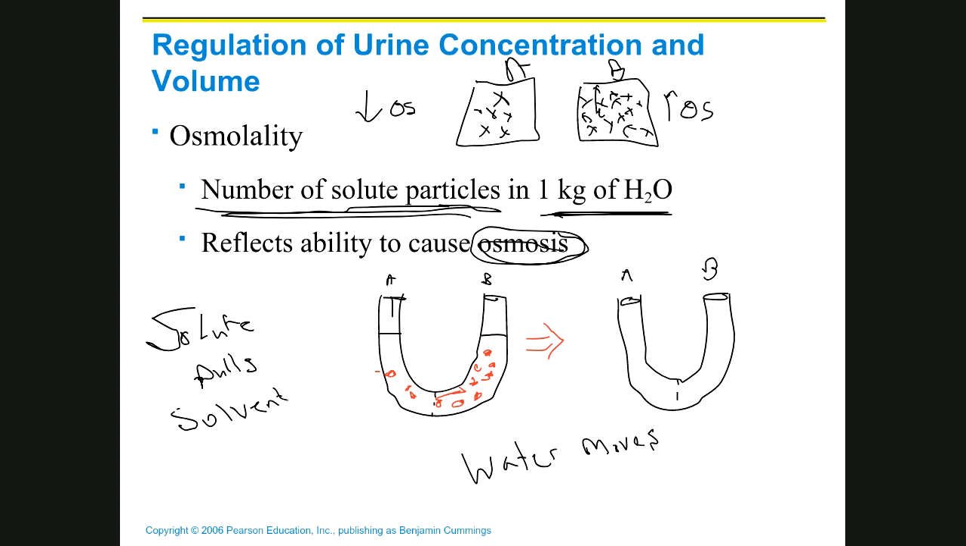Which side has more solute? B does. Look, the solute in B is going to pull the solvent. These things are not going to change. But what's going to happen is water is going to move, and it's going to move from A to B. And so what it's going to look like when it's done is the water on this side is going to go down like that, and the water on this side is going to go up like that, until the concentration of solute is the same on both sides.